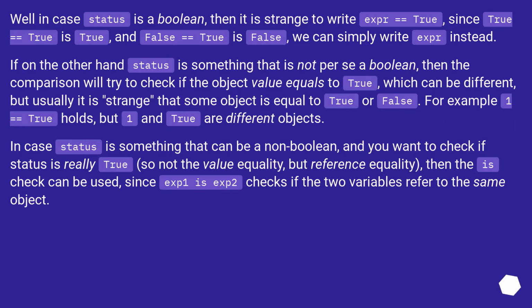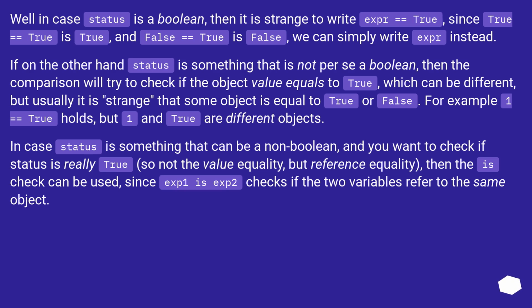Well, in case status is a boolean, then it is strange to write expr == True, since True == True is True, and False == True is False. We can simply write expr instead. If on the other hand status is something that is not per se a boolean, then the comparison will try to check if the object value equals True, which can be different, but usually it is strange that some object is equal to True or False. For example, 1 == True holds, but 1 and True are different objects.